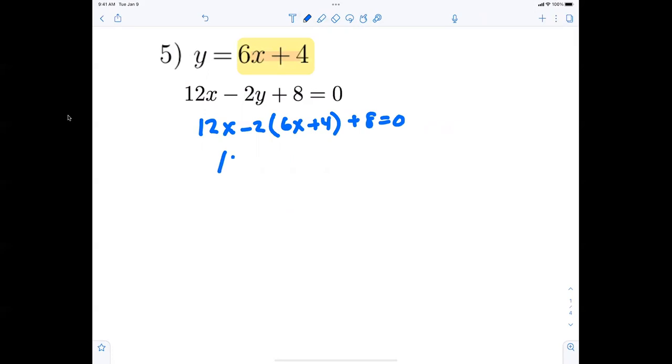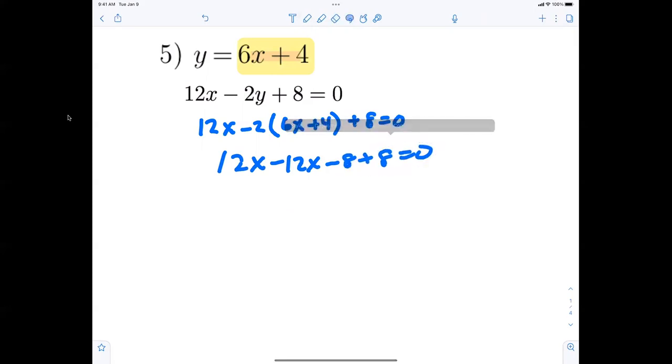So now, what do I have to do with the -2? Distribute. So 12. It just all cancels out. Why is it +8? Because that's not getting distributed. So is it no solution, or is it 0?